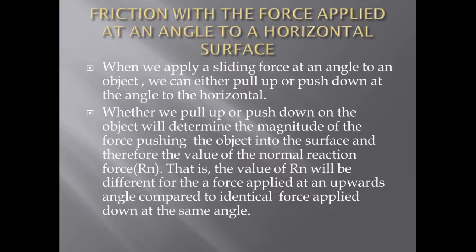When we apply a sliding force at an angle to an object, we can either pull up or push down at the angle to the horizontal. Whether we pull up or push down on the object will determine the magnitude of the force pushing the object into the surface, and therefore the value of the normal reaction force Rn. That is, the value of Rn will be different for a force applied at an upwards angle compared to an identical force applied down at the same angle.